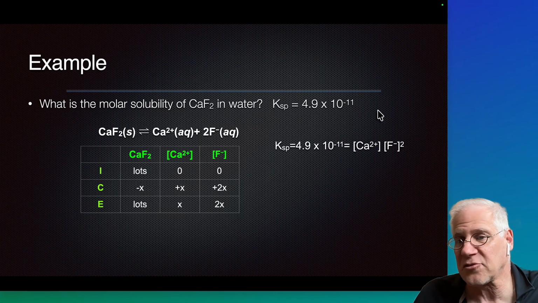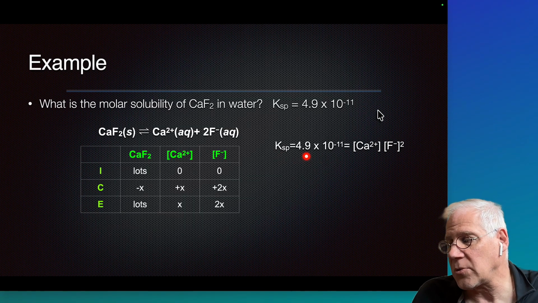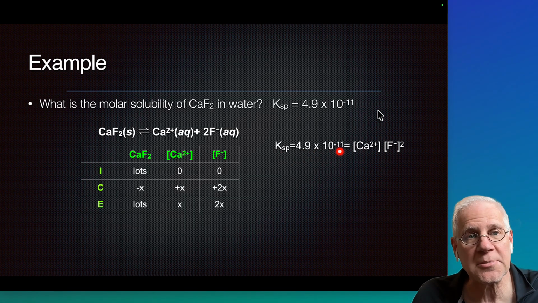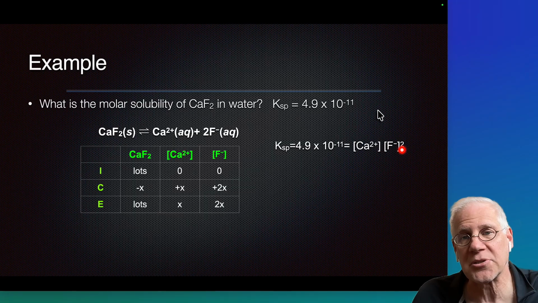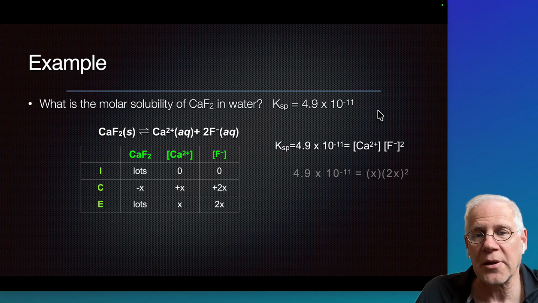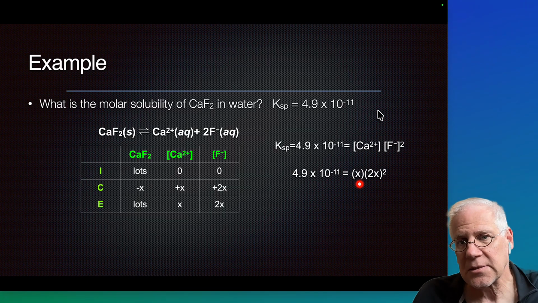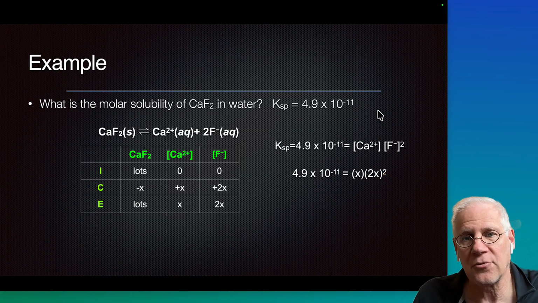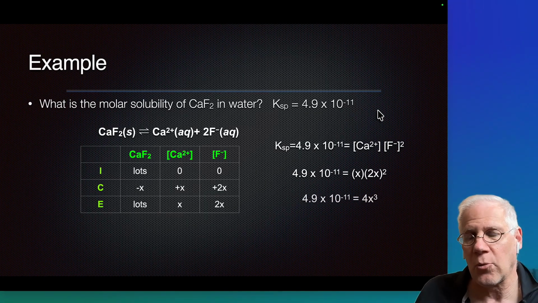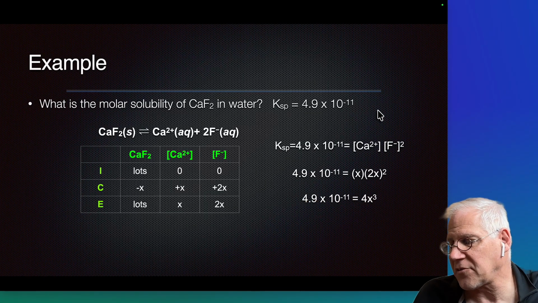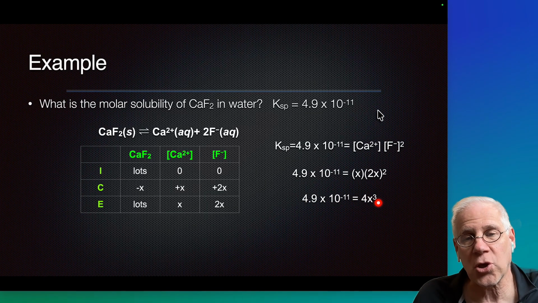Now my Ksp expression, which we learned was equal to 4.9 times 10 to the minus 11, is going to be equal to the calcium ion concentration times the fluoride ion concentration squared. Only the fluoride ion concentration there is squared. So we can plug in our values. We have 4.9 times 10 to the minus 11 is equal to X times the quantity 2X squared. Now, when we get that, we have our Ksp is equal to 4X cubed.